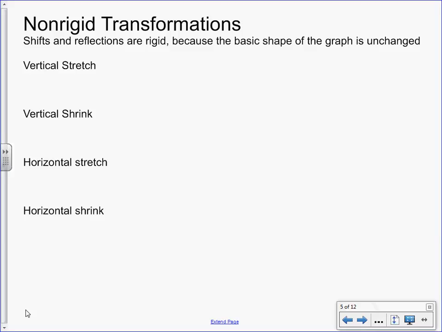Absolute value to absolute value of 2x. Would that be skinnier or wider? Skinnier. You can think of slope: up 2 over 1, up 2 over 1 is going to make it skinnier. So this right here is what we call a vertical stretch. If we take this absolute value and we make it skinnier, we're stretching those y values up.